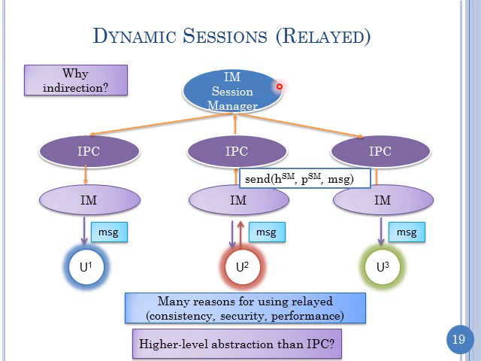Now I want to do two things. I want to come up with a higher level abstraction than IPC, and the key to doing that is to look at this particular process here and ask, how much of it was IM specific? Was there anything IM specific here?